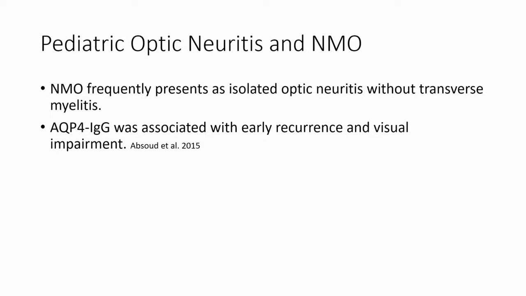Pediatric optic neuritis and NMO. NMO frequently presents with isolated optic neuritis without transverse myelitis, as opposed to adults. And aquaporin 4 was associated with early recurrence and visual impairment.